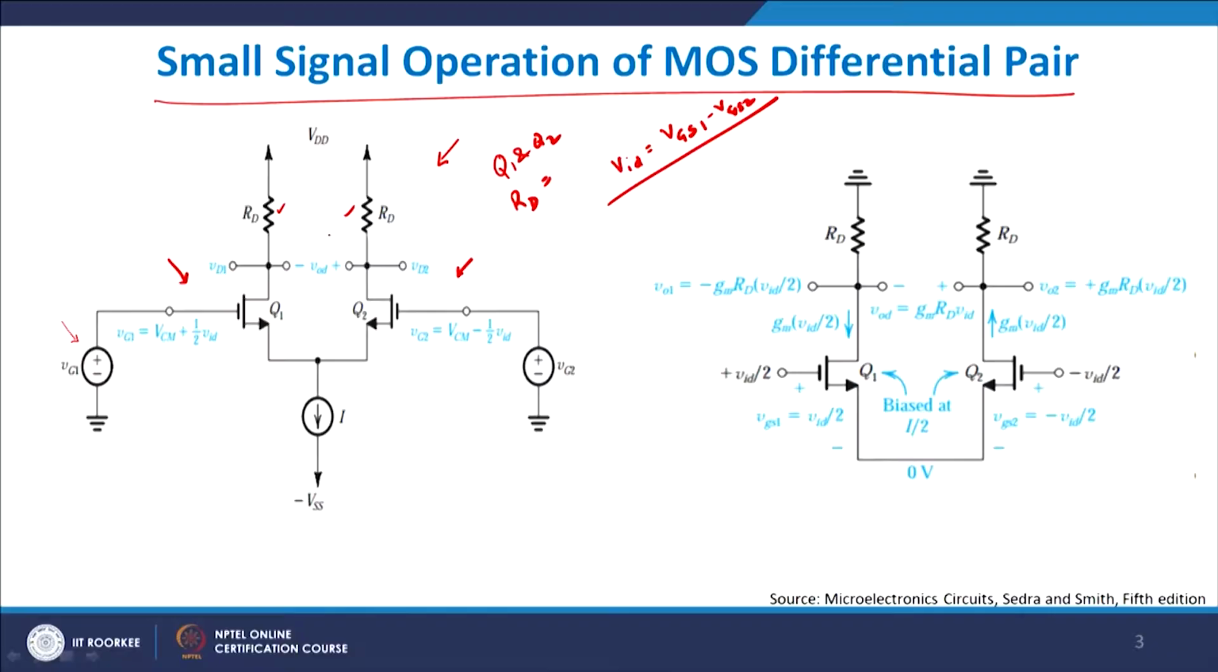And we try to find out the value of VD1 and VD2 and then we subtract VD1 minus VD2 or VD2 minus VD1 and I get what is known as VOD, output difference. So, VID means input differential voltage, OD means output differential voltage, right.